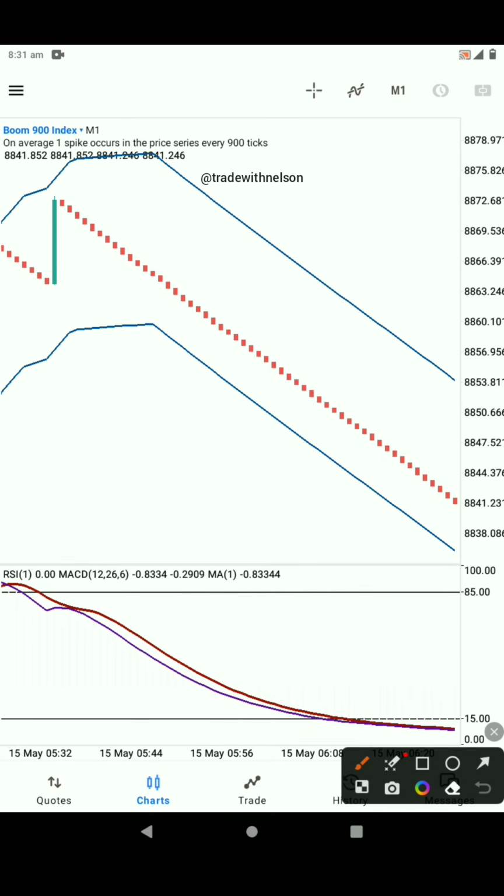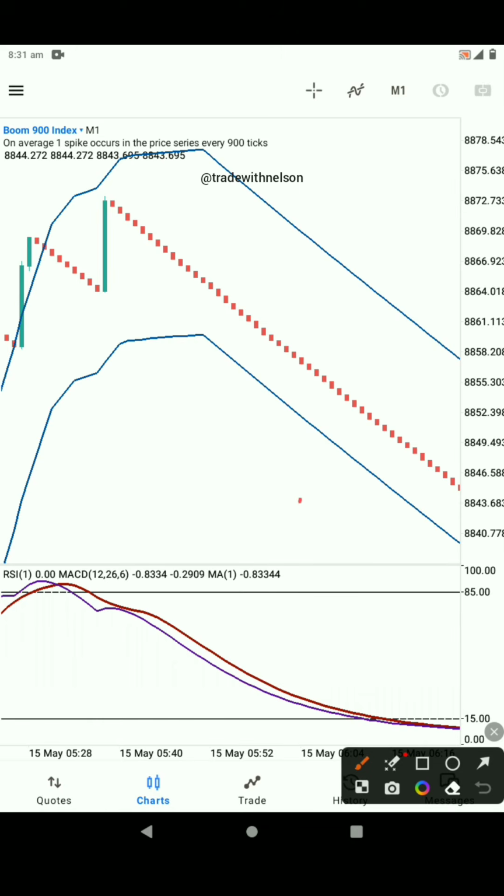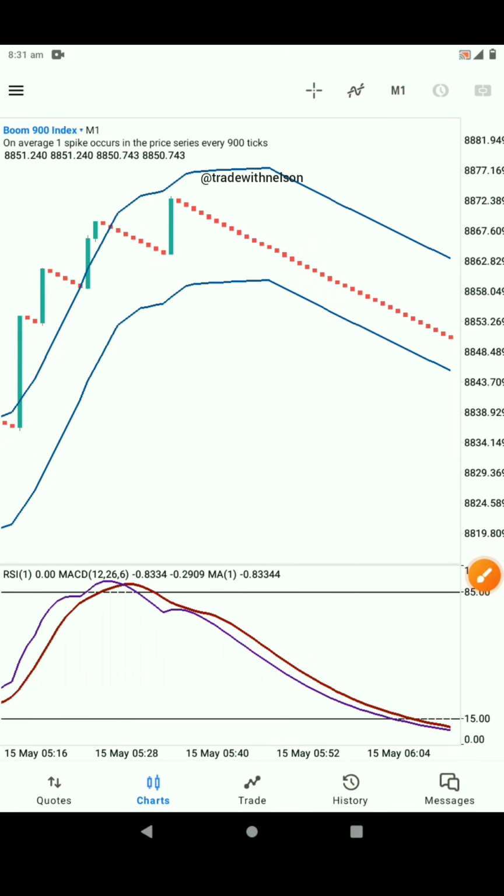If Boom and Crash 1000 did not give you a setup, definitely the 900 will give you 1 or 2 setups in a day. But the good thing about this strategy is you will get more than 10 setups from the Boom and Crash 1000 and the 900 in a day. You are cashing up to 50 candles profitably if you are patient and you follow the rules.